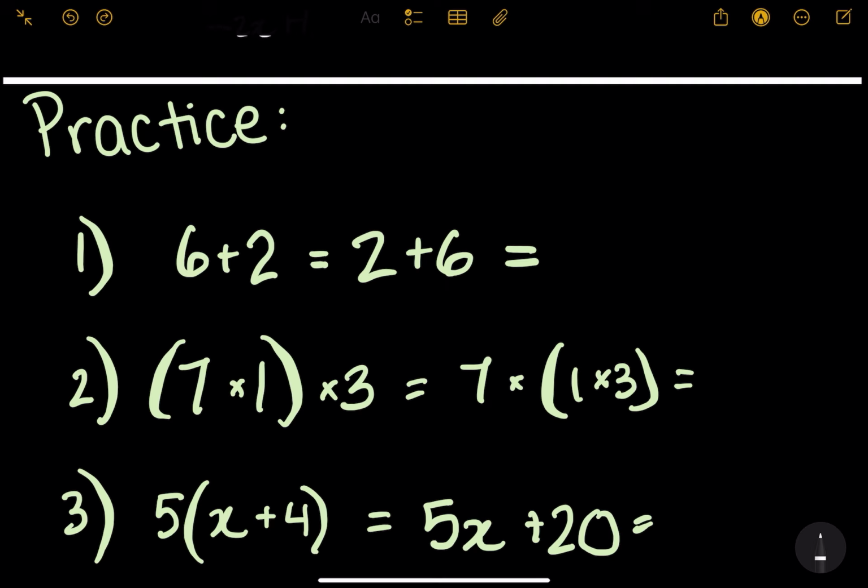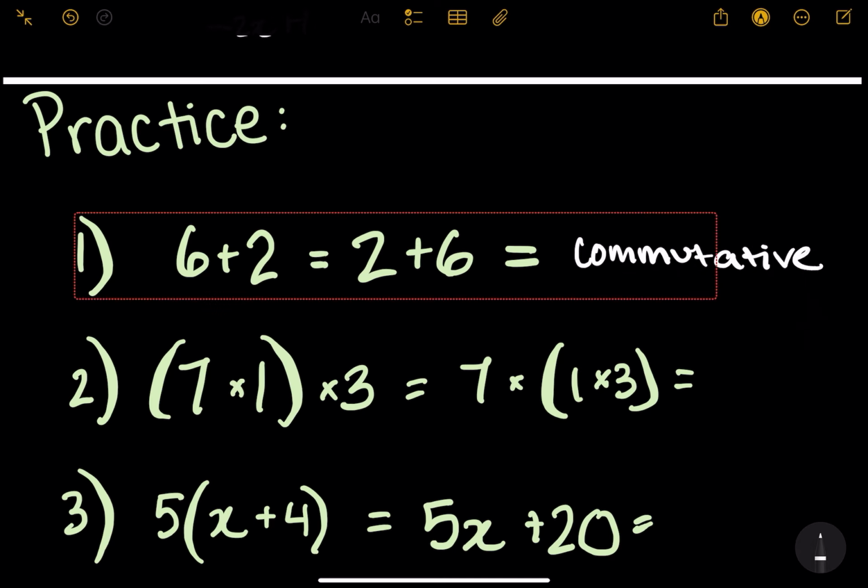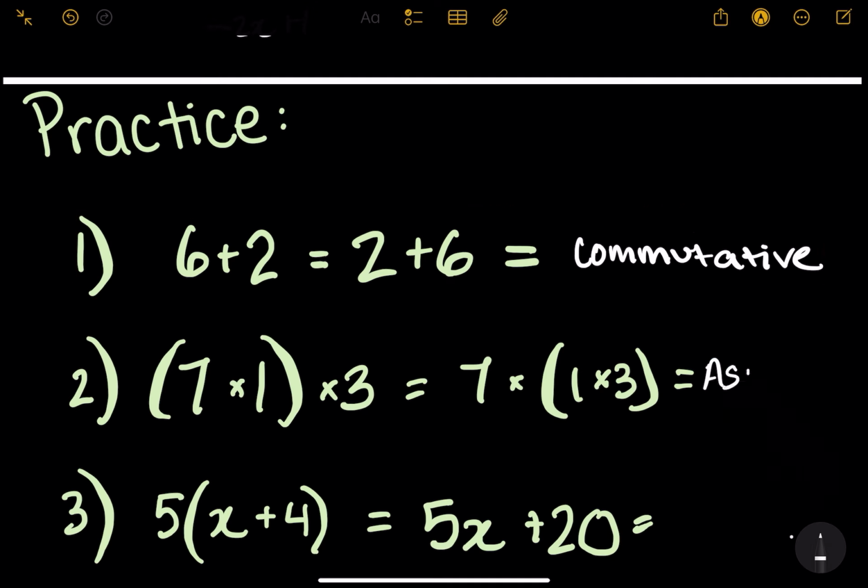Okay, so this one shows us the commutative property. It's showing us that you can change the order of the numbers for addition and multiplication, and it's showing an addition example here. Next is the associative.